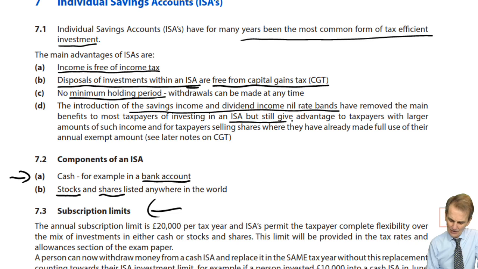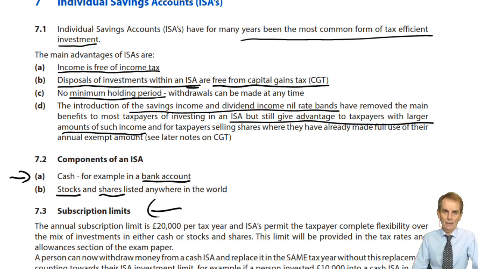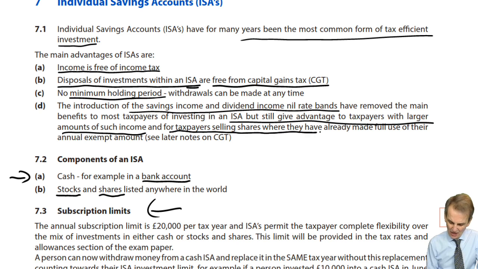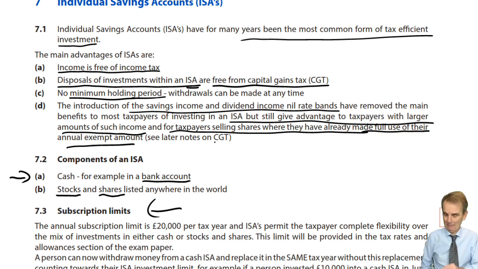The ISA, however, still gives advantage to taxpayers with larger amounts of such income, if you've got more than £1,000 or more than £500 worth of interest income, or of course if you're an additional rate taxpayer. And of course if you've got more than £2,000 worth of dividend income. And also for taxpayers selling shares, where they have already made full use of their annual exempt amount.